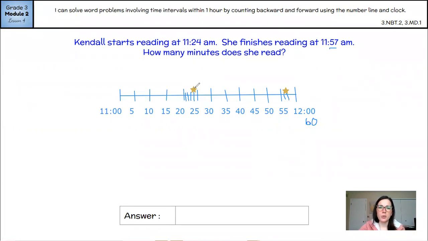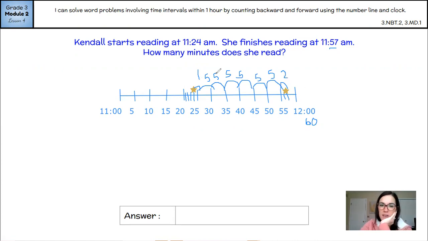So from 24 to 25, that's 1 minute. So I'm going to mark that down. From 25 to 30, that's 5 minutes. From 30 to 35, 5 minutes. 35 to 40, 5 minutes. 40 to 45, 5 minutes. 45 to 50, 5 minutes. And 50 to 55, 5 minutes. Plus 1, 2 more. Okay.